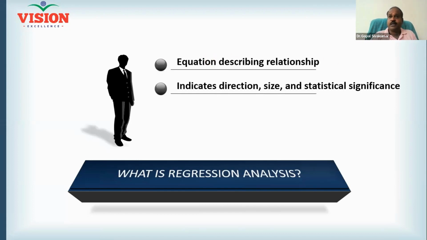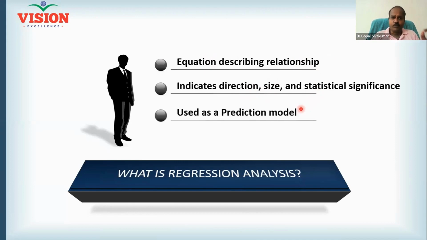Using the regression, you can understand the direction of the relationship. You can understand the size of the relationship. You can also understand statistical significance. Statistical significance means p-value. Whether your conclusion is making sense in real time or not, p-value can tell. And you can use the mathematical equation as a prediction model. So what is a prediction model? We are going to talk about it.